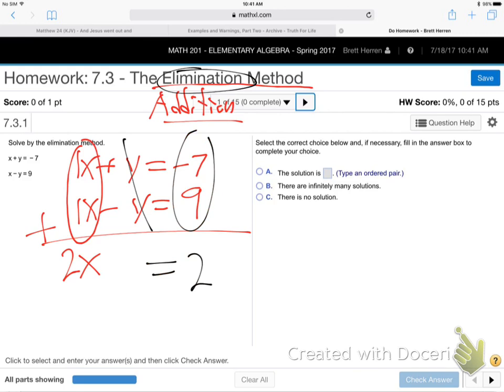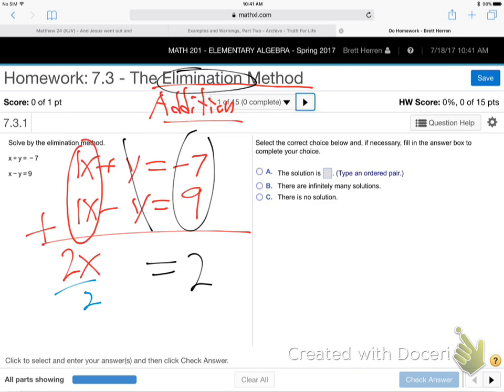Now that's great. Why is that great? Well, it's great that one of the letters eliminated and went away because we can't really solve two letters at the same time. We need to get somebody to drop out. Now the y's have dropped out. Now we can solve for x. That's a simple equation. What do I do to solve for x?